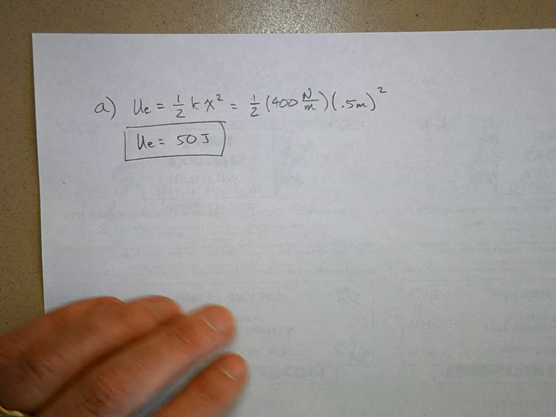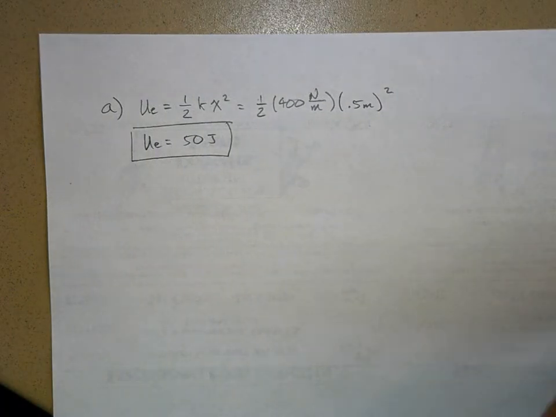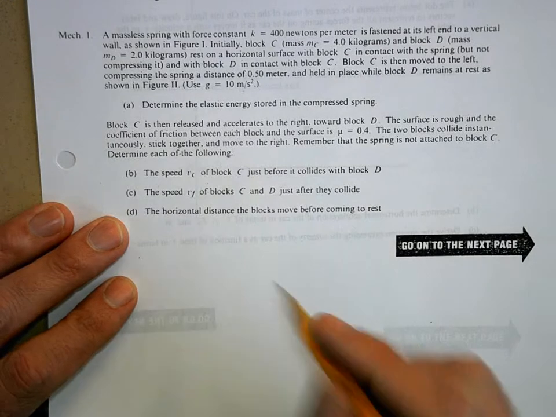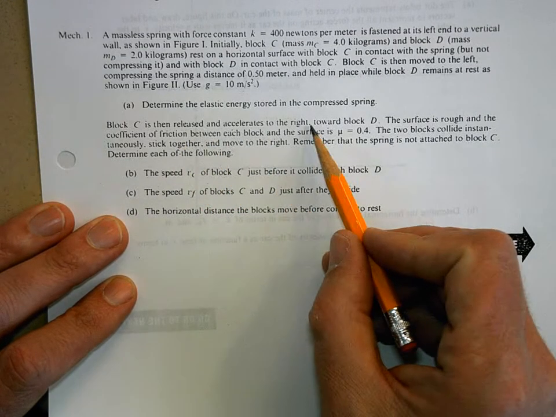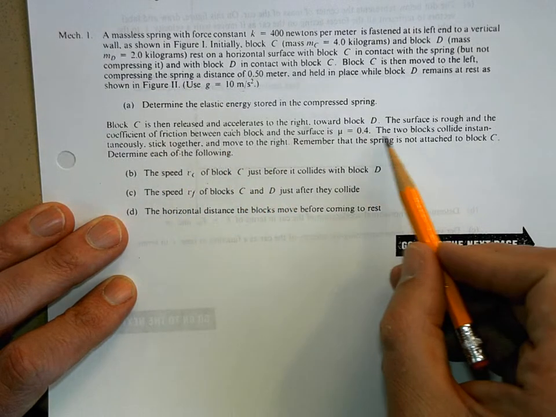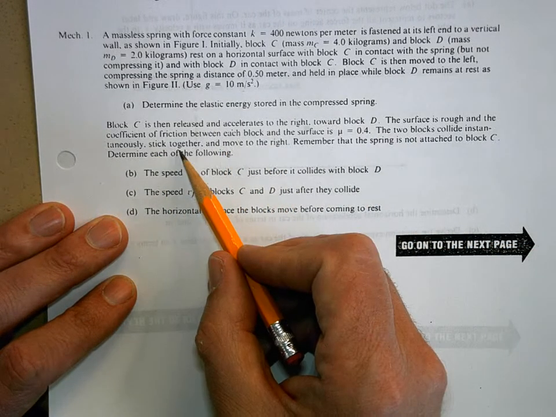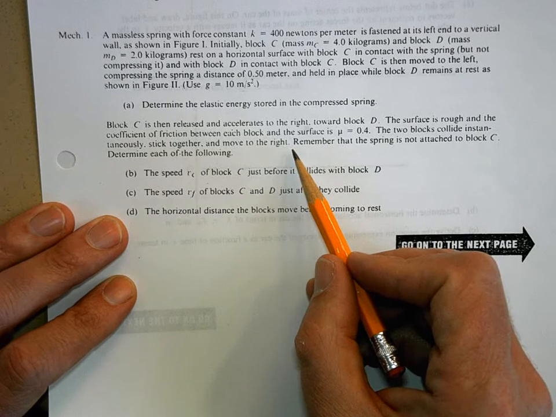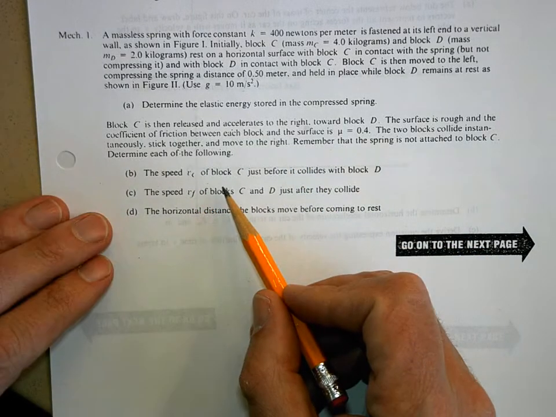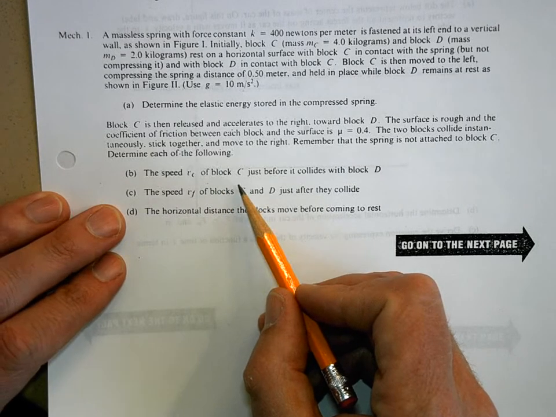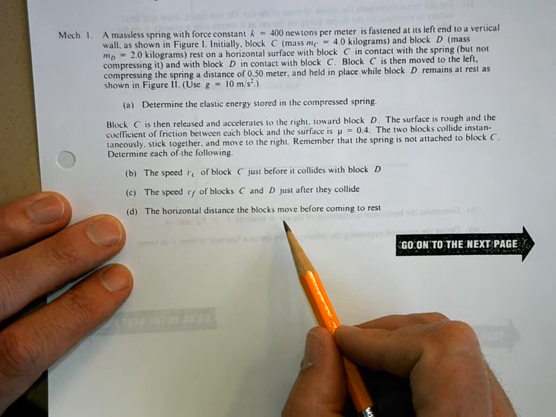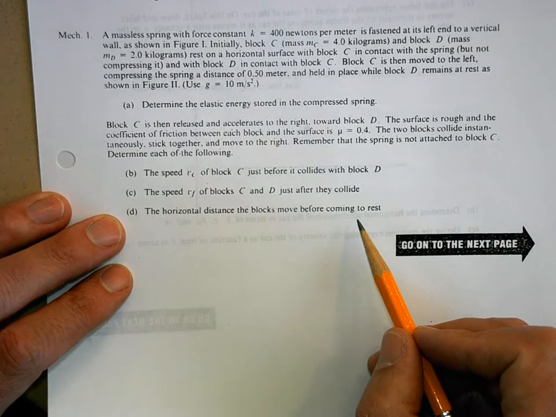Now, for part B, it says that block C is then released and accelerates to the right towards block D. The surface is rough, and we have a coefficient of friction of 0.4. The two blocks collide instantaneously, stick together, and move to the right. Remember, the spring is not attached to block C. Determine each of the following: the speed of block C just before the collision, the speed of C and D just after the collision, and the horizontal distance the blocks move before coming to rest.